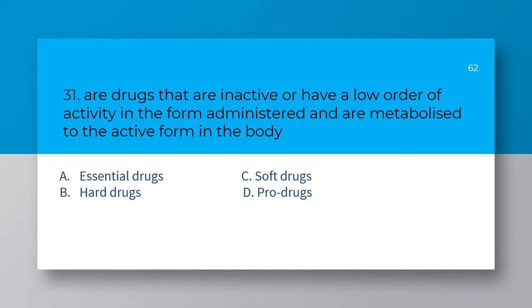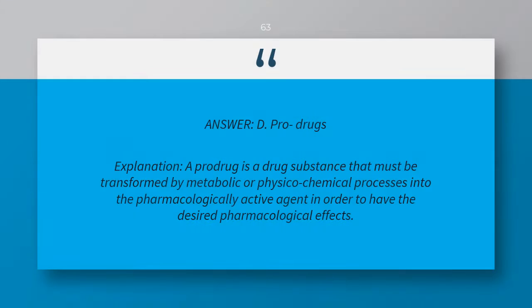Number 31. Are drugs that are inactive or have a low order of activity in the form administered and are metabolized to the active form in the body? Answer is D. Prodrugs. A prodrug is a drug substance that must be transformed by metabolic or physical-chemical processes into the pharmacologically active agent in order to have the desired pharmacological effects.